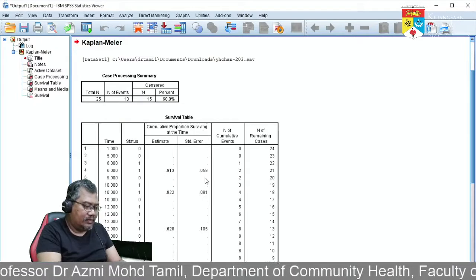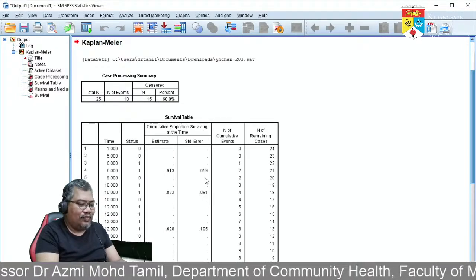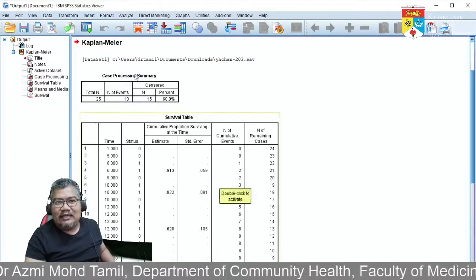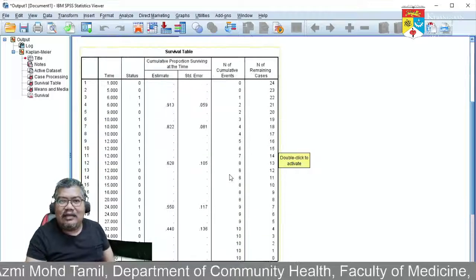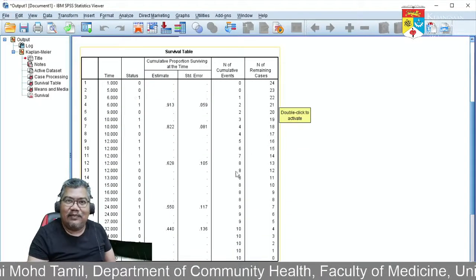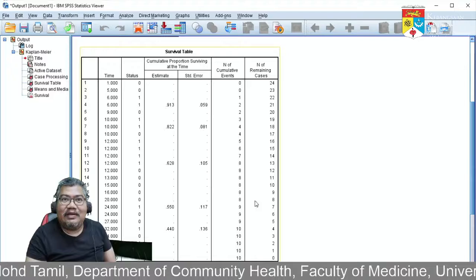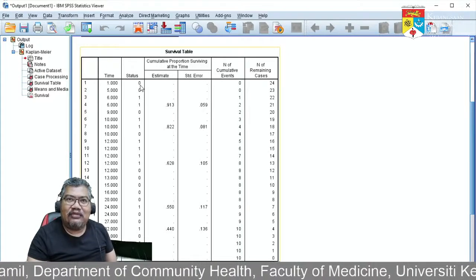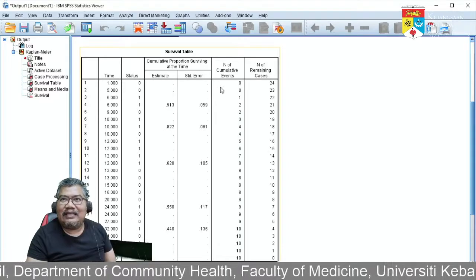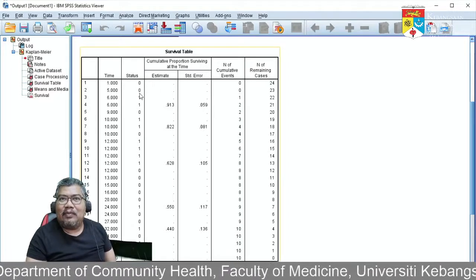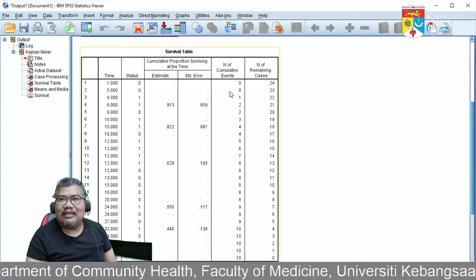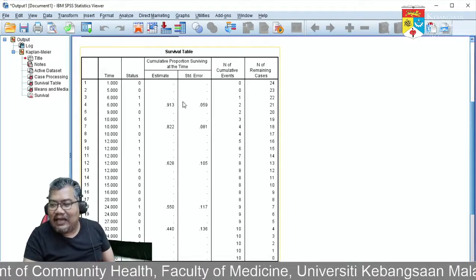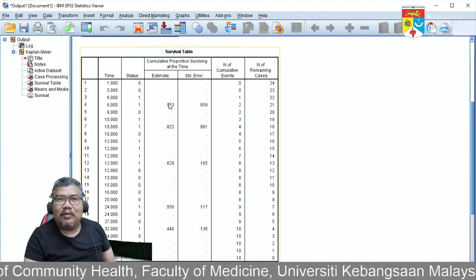Okay. So as you can see now, we have done the analysis. You can see here on the data, we have the survival table. The survival table is the same as what we did last week. What we did last week, we calculated the probability of survival. So this is the estimate of the probability of survival.